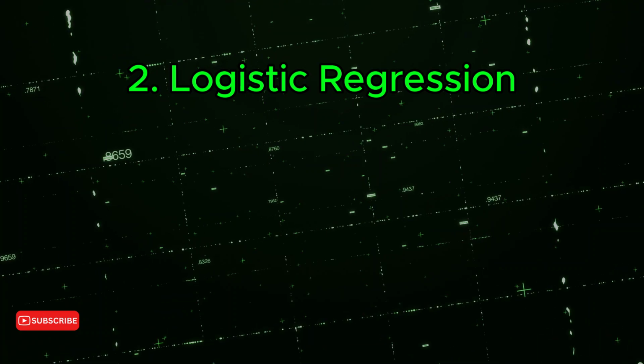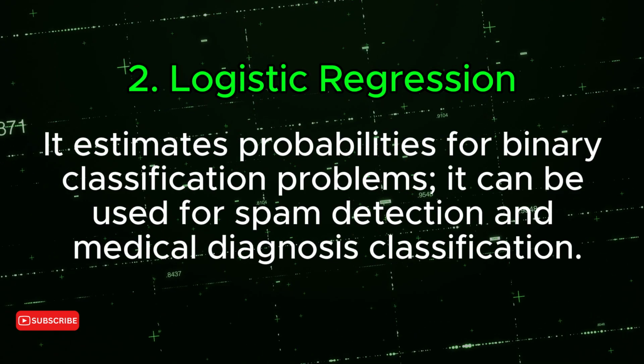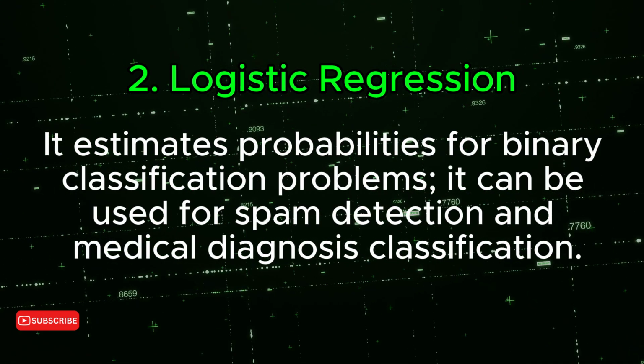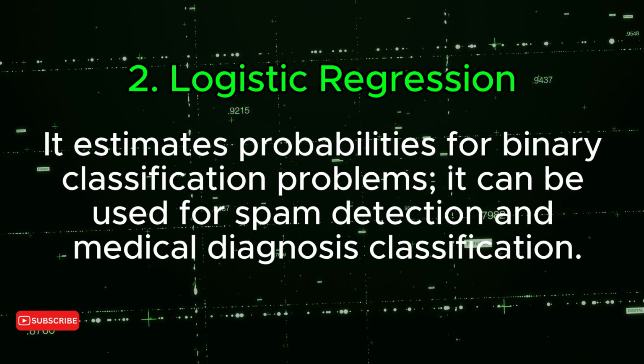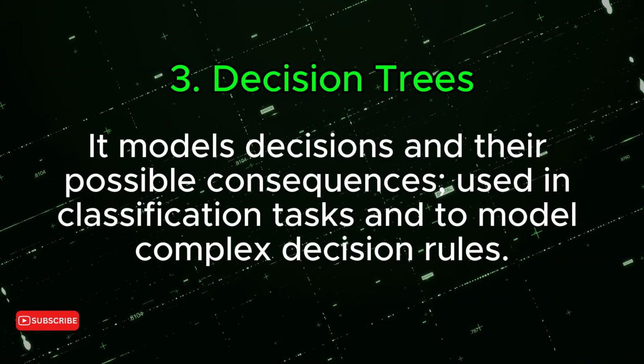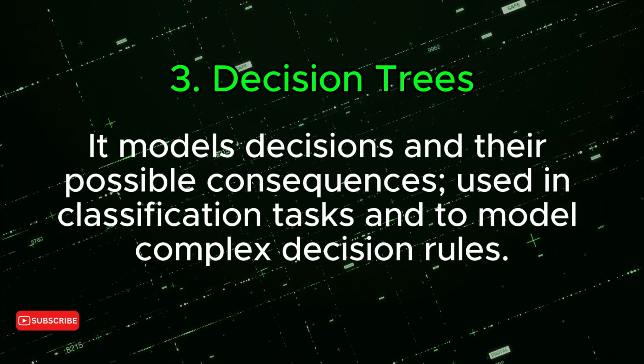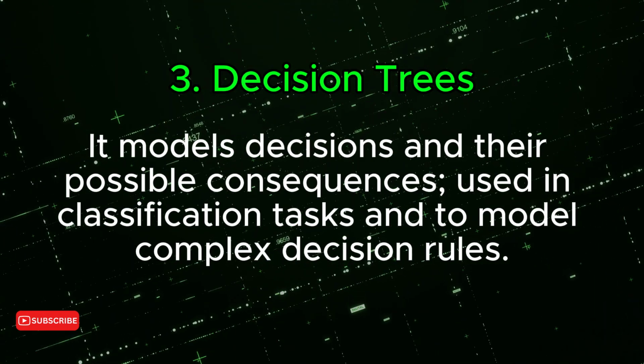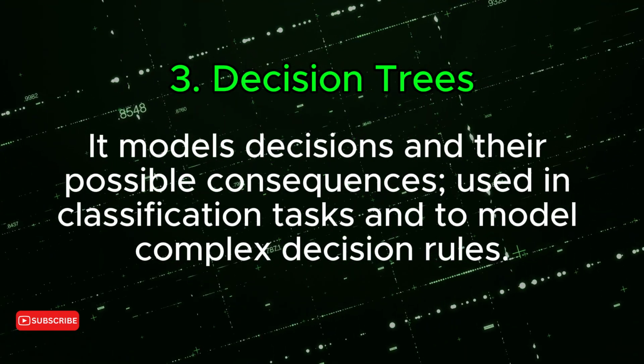2. Logistic regression. It estimates probabilities for binary classification problems. It can be used for spam detection and medical diagnosis classification. 3. Decision tree. It models decisions and their possible consequences, used in classification tasks and to model complex decision rules.